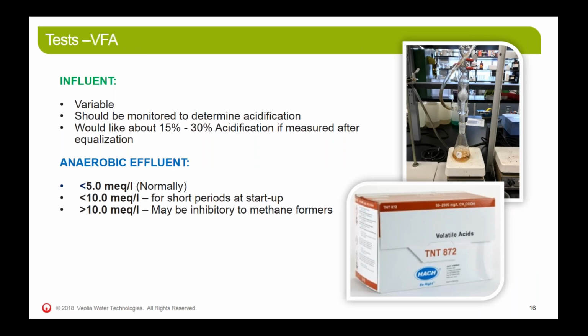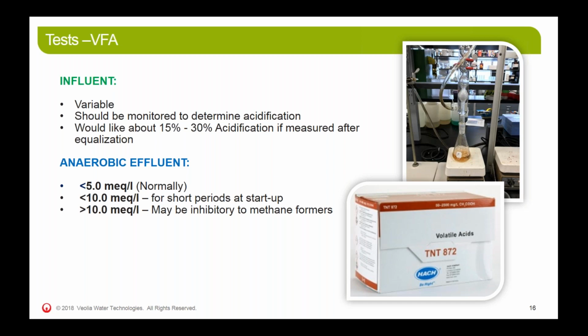So with all these tests, what do the answers need to be to ensure that your system's working well? The most important test is the VFA test. On the influent, it's variable. It can be all over the place depending on what your wastewater is. But we monitor it to determine the pre-acidification, especially now that we use EQ tanks more frequently. We'd like to see about 15 to 30% pre-acidification in the EQ tank before the water goes to the reactor.